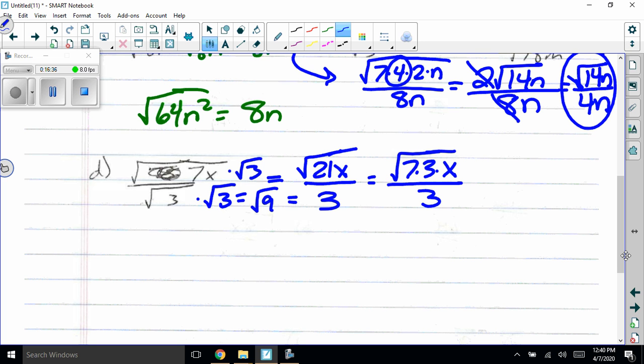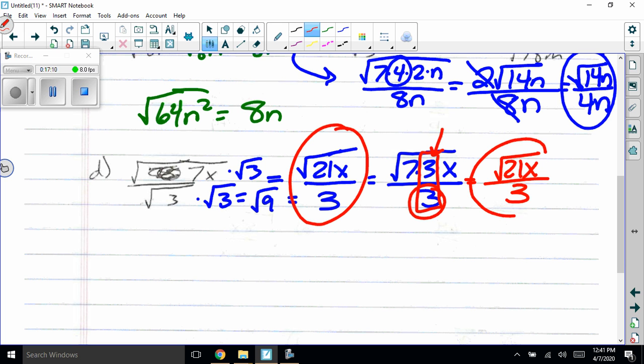None of this can be simplified. The 7 is not a perfect square to come out. The 3 is not a perfect square to come out. And just to warn you, you cannot simplify that. Okay? This 3 is outside the radical. That 3 is inside the radical. So that 3 is actually not a 3. It's the square root of 3, which would be a different number, a different factor than 3. So you cannot simplify that at all. So don't try to do that. So what you end up with is actually what we have right here, radical 21x over 3. And that is our final answer.